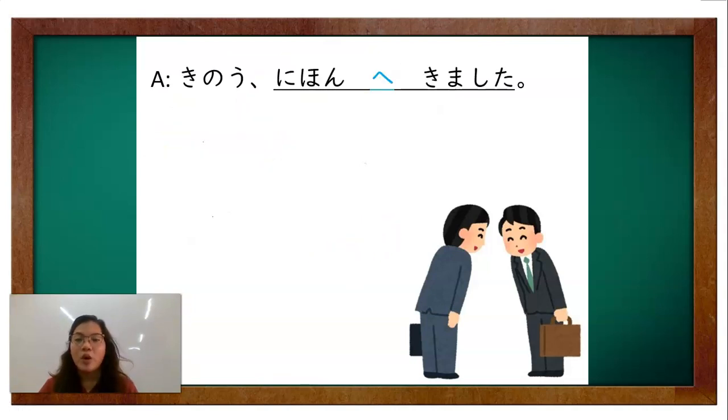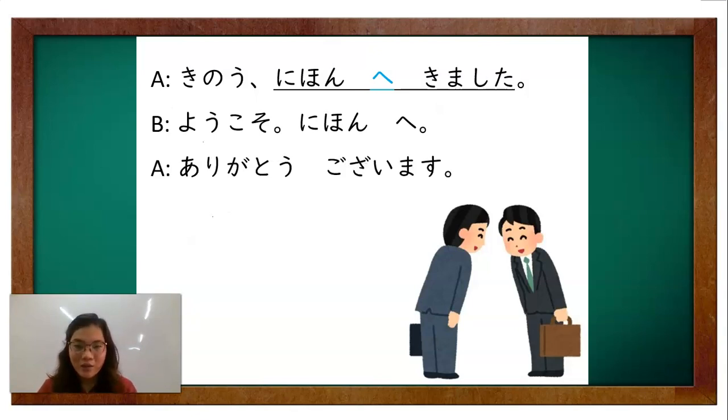Okay? Kino, nihon e kimashita. Kino is yesterday. So, I came to Japan yesterday. In Japanese, kino, nihon e kimashita. Came is kimashita. Kung saan ka dumating, that is Nihon or Japan, so that is the particle e. And he answered, Yokoso, Nihon e. So, welcome to Japan. Arigatou gozaimasu. Thank you very much.